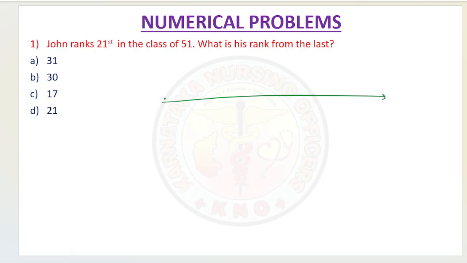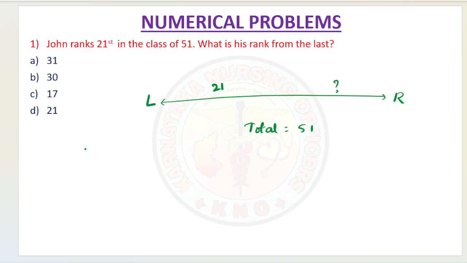So let us write the data in a diagrammatic form. So there are total how many students? 51. So total is equal to 51. And John ranked 21st in the class. So this is left and this is right. So here left side the position of John is 21st. And what is his rank from the last? From the last means right side. So they are asking to calculate John's rank from the last, that is from the right.